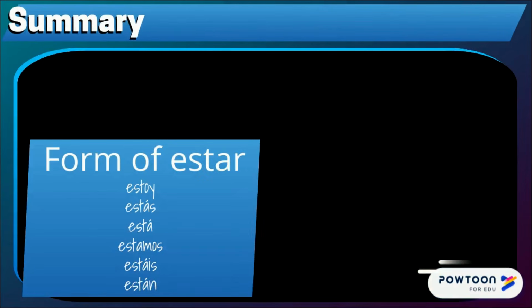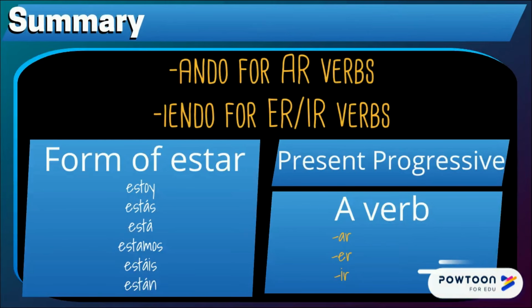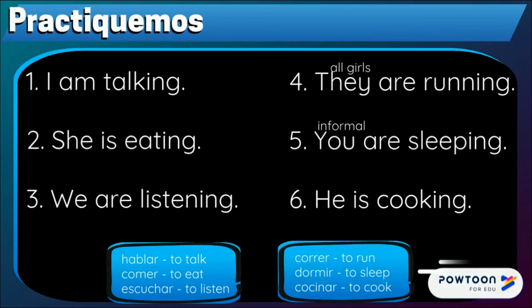To use this tense, we need a form of estar, a verb, and one of the present progressive endings, ando for AR verbs, or yendo for ER and IR verbs. Let's give it a shot. Let's practice. Translate the sentences below into Spanish using the present progressive tense. Pause the video to give yourself time and play when you're ready to go on.